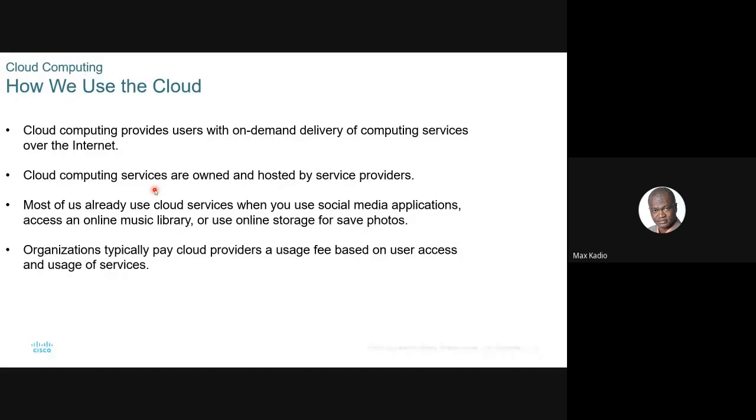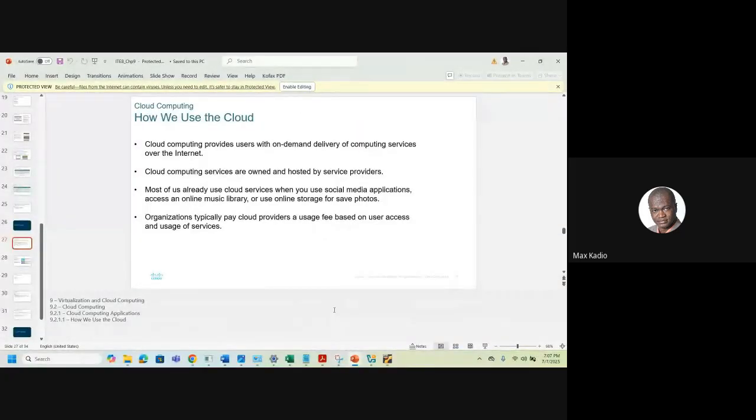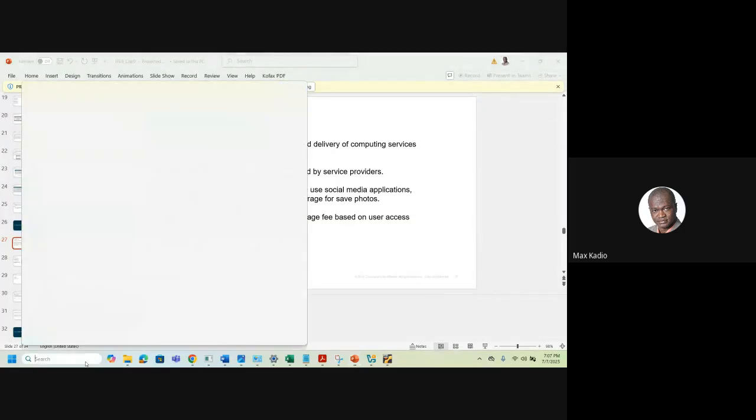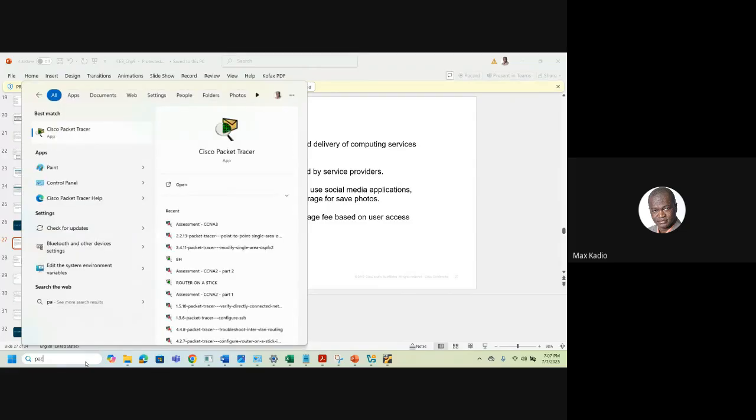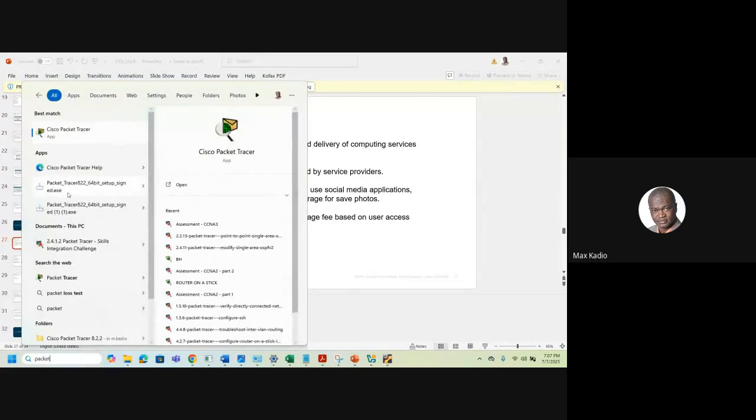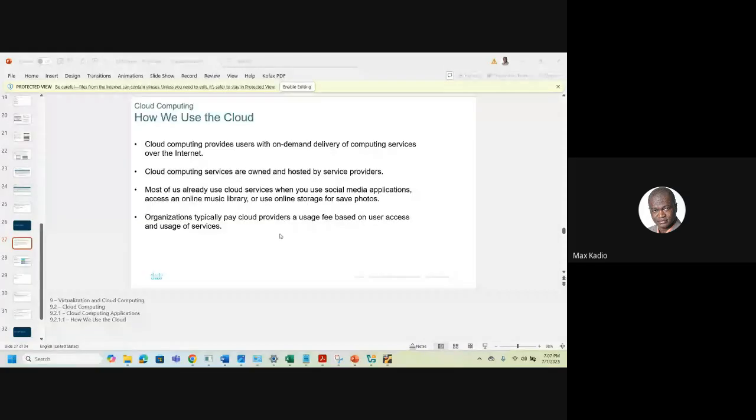Okay, cloud computing is what? Instead of saving, storing or doing your backup on your own PC, you can do it on a company server called a file server. Let me open Packet Tracer again. Packet Tracer is a network simulator we use for CCNA. I'm going to open it to explain. Let's wait first.